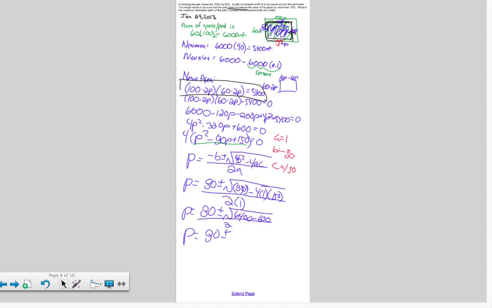Does that work out nicely? No, it doesn't. So it's 5,800, all over 2. So work it out on your calculators. What's the square root of 5,800?